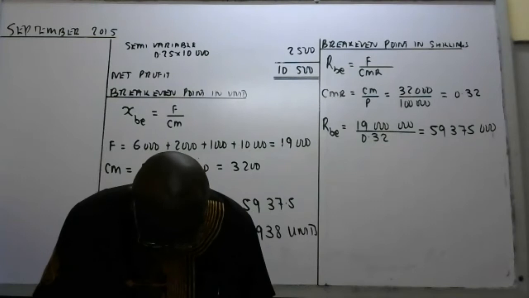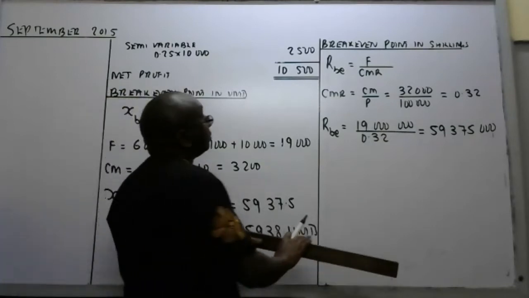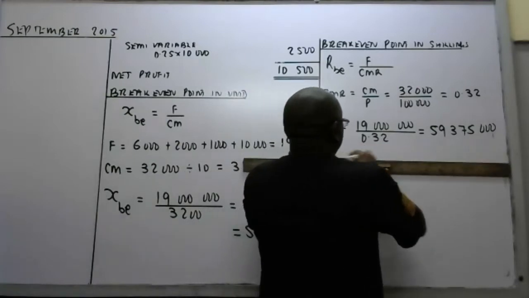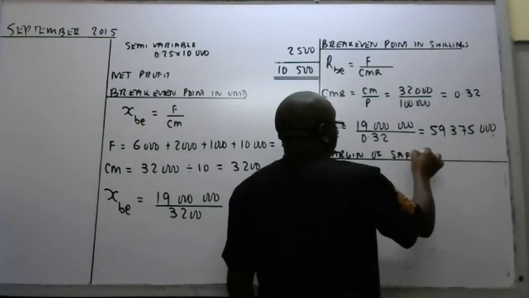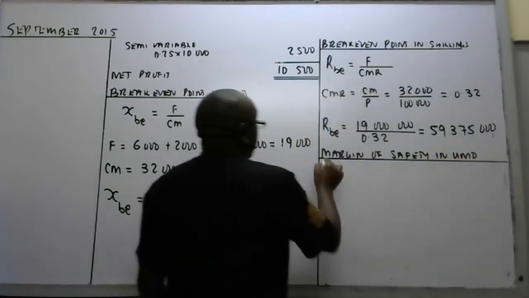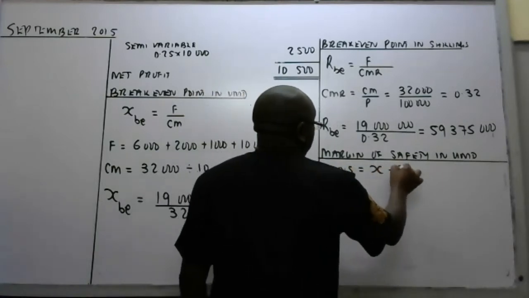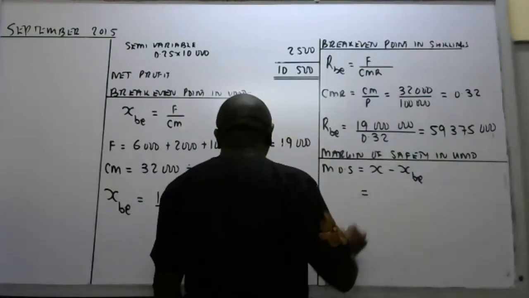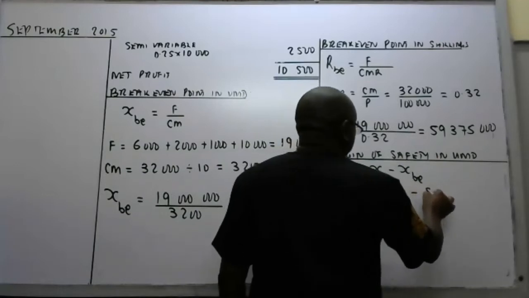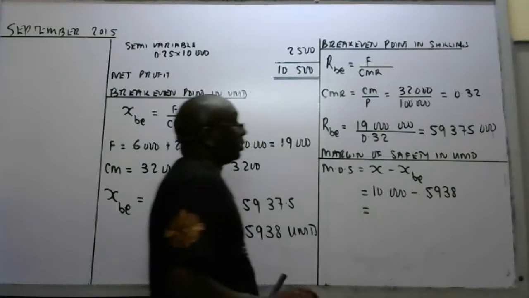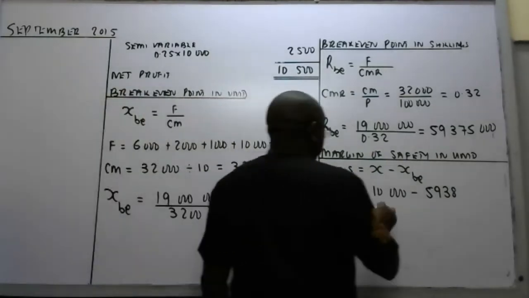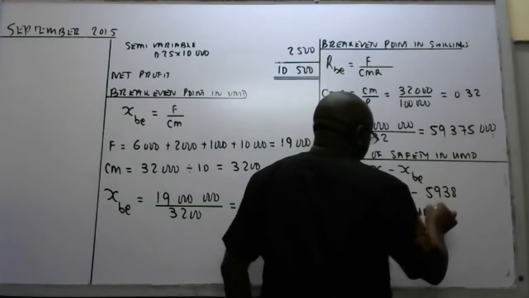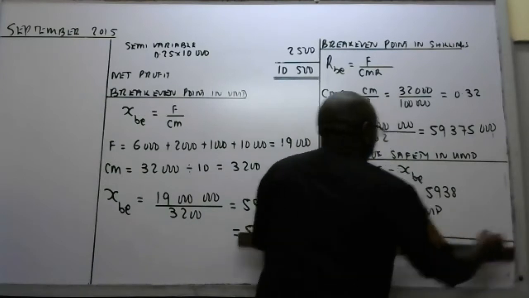Then from there we have the margin of safety. Margin of safety in units, MOS, is X minus XBE. So this will be 10,000 minus 59.38 units.